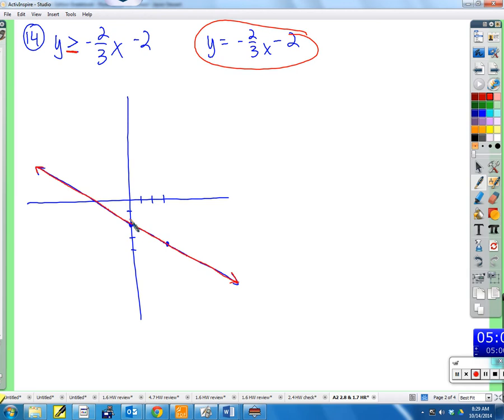No, I'll get negative 2 on this side. If I plug in 0, I'll get negative 2, right? On this side, I'll get negative 2. Okay? Well, if I choose this point, that point makes both sides equal. If I choose this point, what do you have to say about that point?